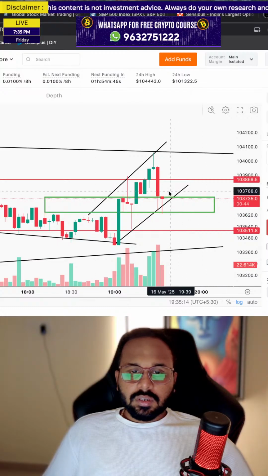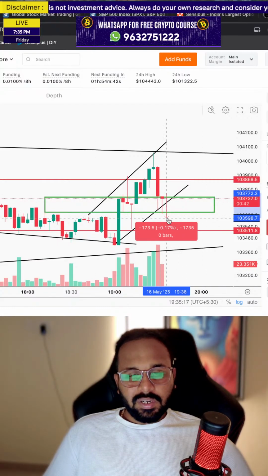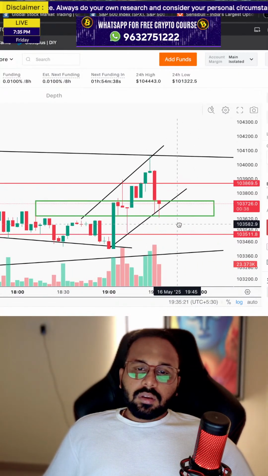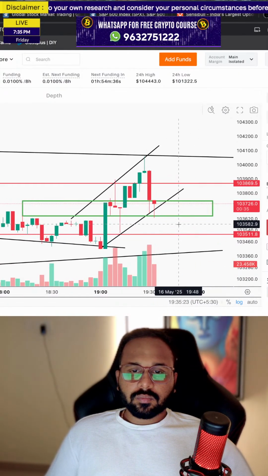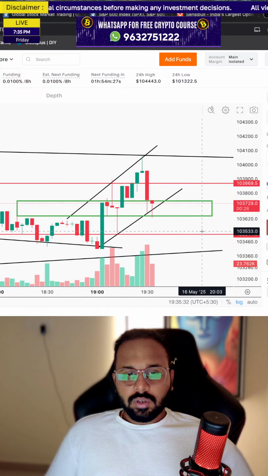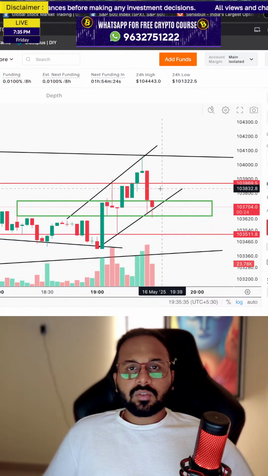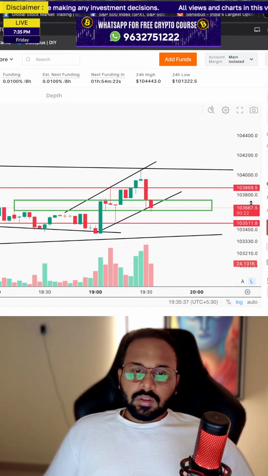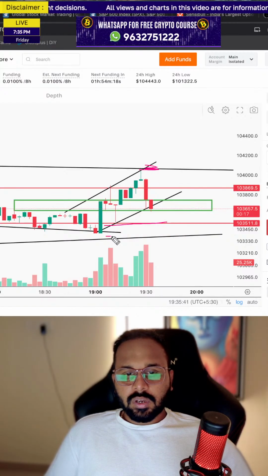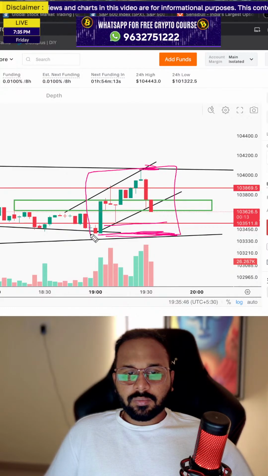How much is the risk? Risk here is close to 170. 170 is nothing. It's holding on to the buying pressure zone. It is in an upward channel, so we'll just keep quiet. We'll see how market reacts at the upper zone, or if it comes down to this lower zone, how it reacts. Based on that, we will decide our trade.